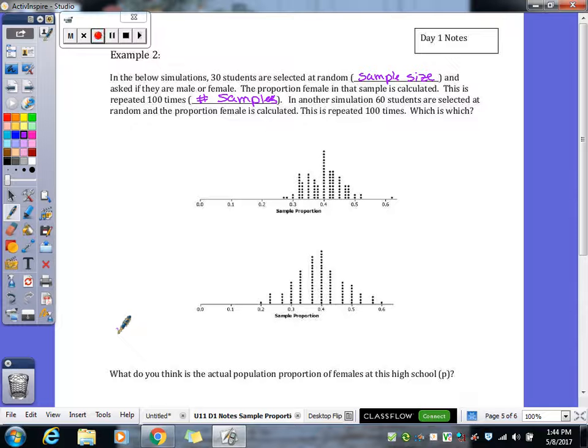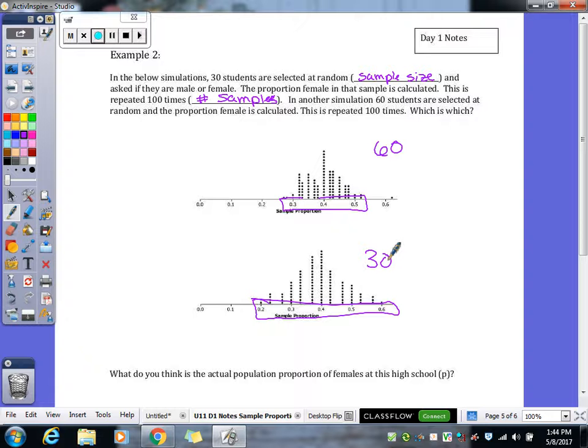So if we look at these two distributions, which one do you think is which? Which do you think is the 30 people? And which one do you think is the 60 people? Yes, 60 is the one on the top, because your spread is smaller than this one. That's the 30-person one. So although it's the same number of samples, you can't try to count the dots. And I wouldn't try to count the dots. That's just annoying. It's the spread you want to look at.